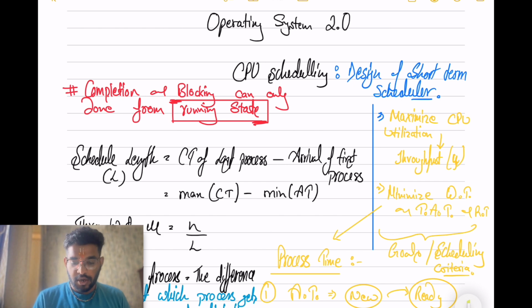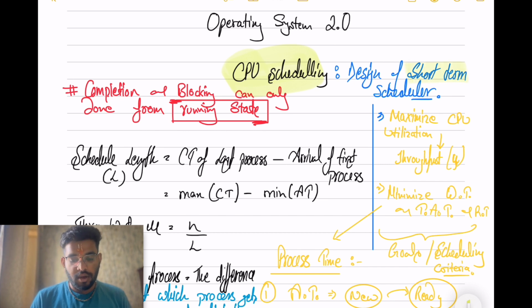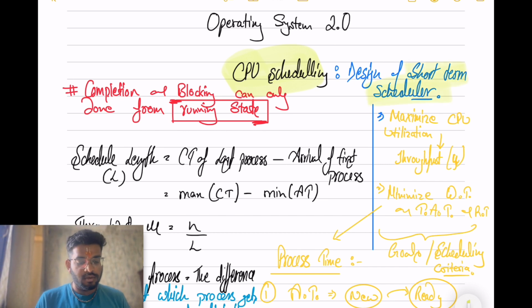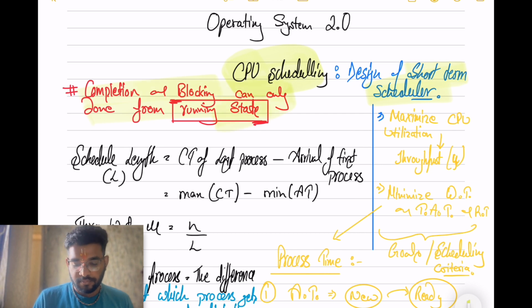In this note we are going to study CPU scheduling, where we schedule processes onto the CPU, which is the job of the short-term scheduler. One point to be noted is that completion and blocking can only be done from the running state. I have already told that, but it is a point you should remember.